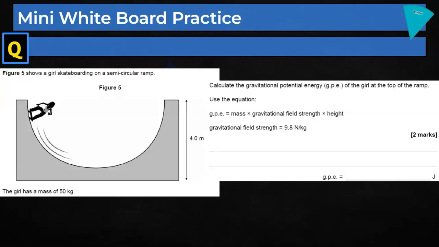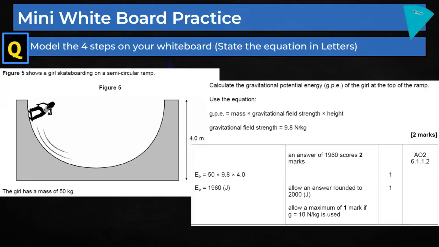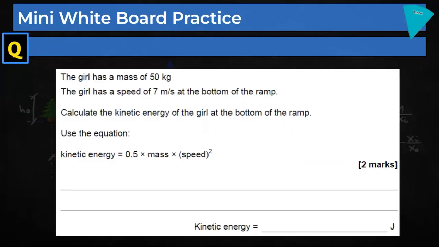Here's another kind of calculation. This time again you're given the equation in the question, so you can see the mark scheme here gives you marks for steps 3 and 4.